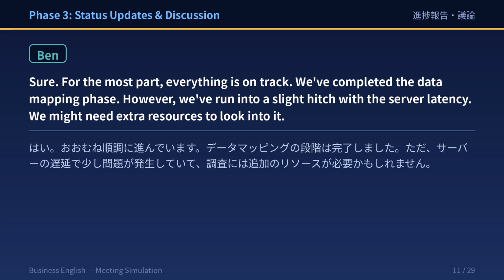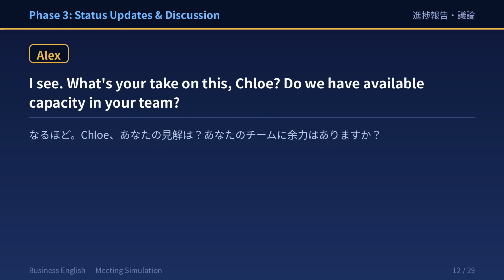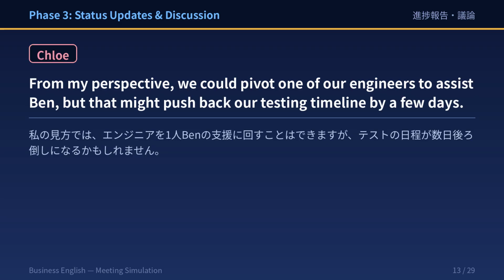For the most part, everything is on track. We've completed the data mapping phase, however, we've run into a slight hitch with the server latency. We might need extra resources to look into it. I see. What's your take on this, Chloe? Do we have available capacity in your team? From my perspective, we could pivot one of our engineers to assist Ben, but that might push back our testing timeline by a few days.